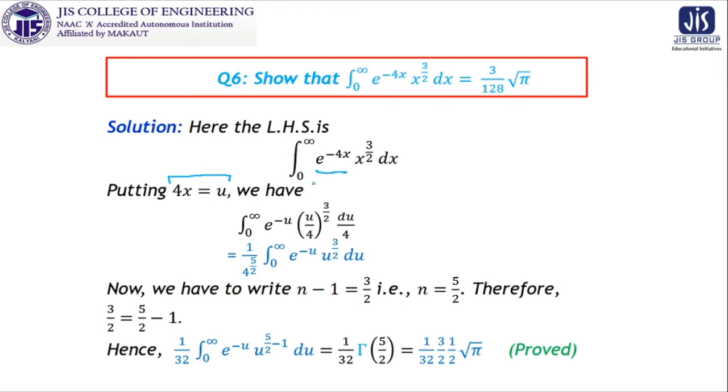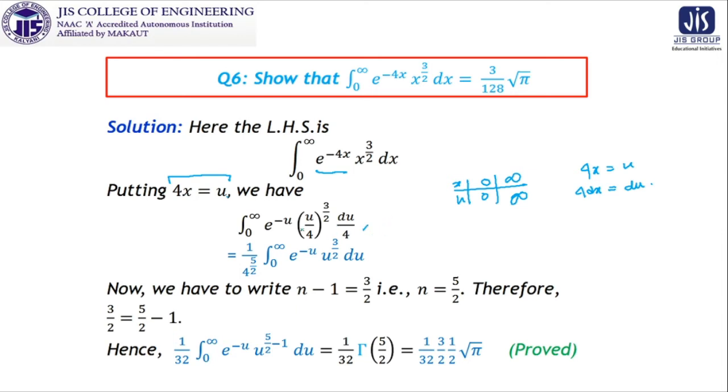Okay, so obviously you have to think about the limits also, x and u. The limit of x is 0 to infinity, and if x is 0, u is 0, and if x is infinity, u is infinity. That is why the limit of this particular changed problem is also 0 to infinity. Now it is e to the power minus u, so x will be u by 4, that is why it is written as u by 4, and power is 3 by 2. As well as if 4x is equal to u, then 4 dx is equal to du. So in place of dx you have to write du by 4.